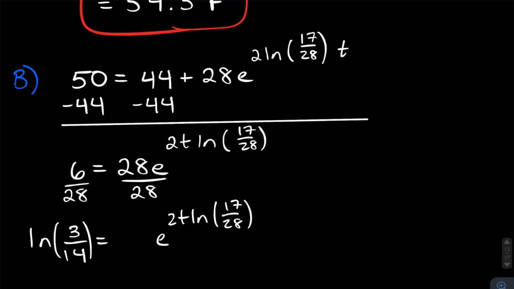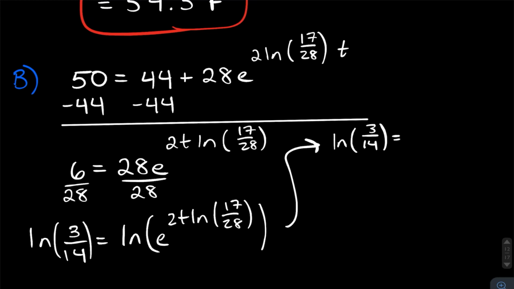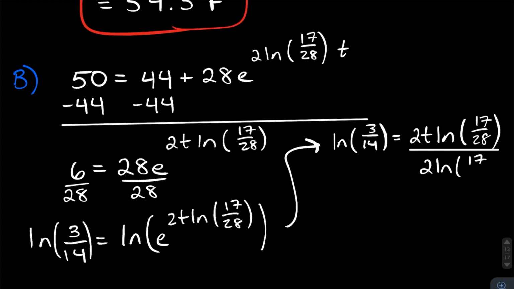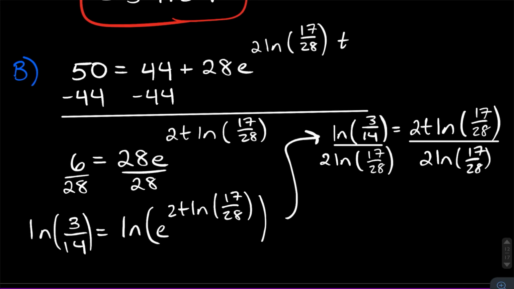Taking a natural log of both sides to get rid of that exponential, we are going to get that natural log of 3 over 14 is equal to 2t times the natural log of 17 over 28. And then just solving for t here, we can divide on each side by 2 times the natural log of 17 over 28. Okay, and when we do that, we are going to get that t is equal to the natural log of 3 over 14 all over 2 times the natural log of 17 over 28.